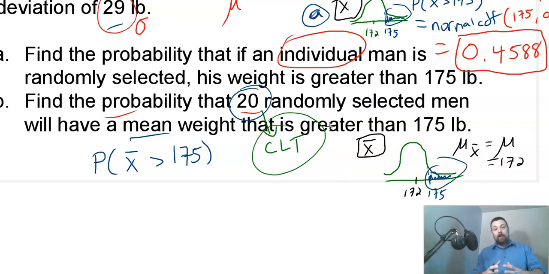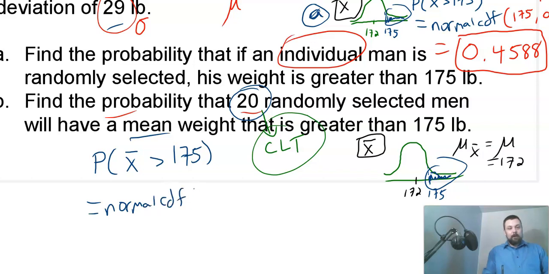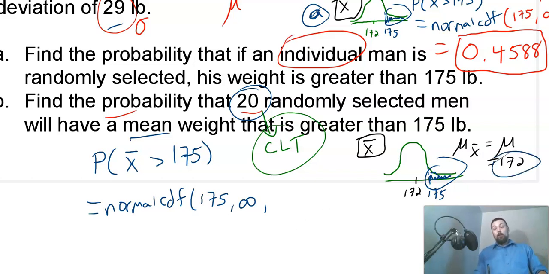Again, we have the data values. We're trying to find the area, so we will use normal CDF again. So far, part B is looking exactly the same as part A. The lower bound is still 175. The upper bound is still infinity, which I'll put 99999 for that. The mean is still 172, so not even that changes.